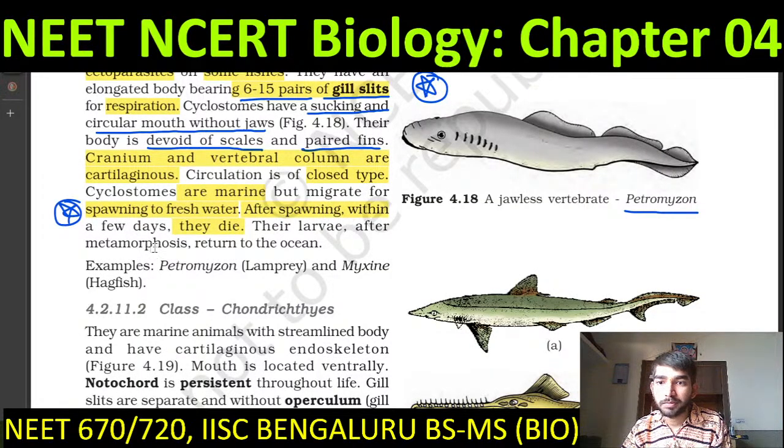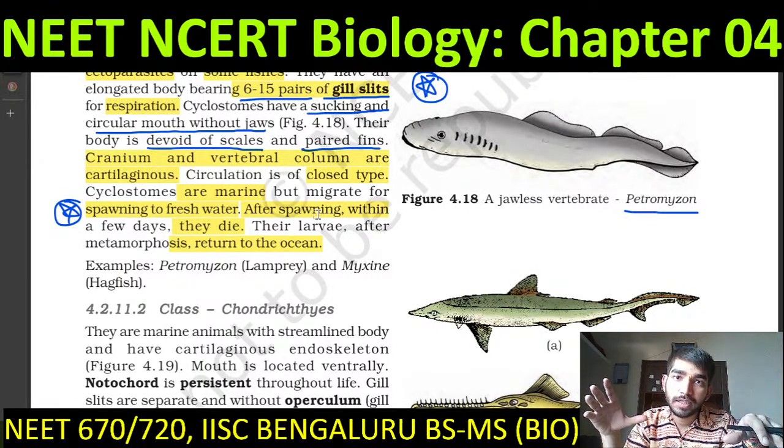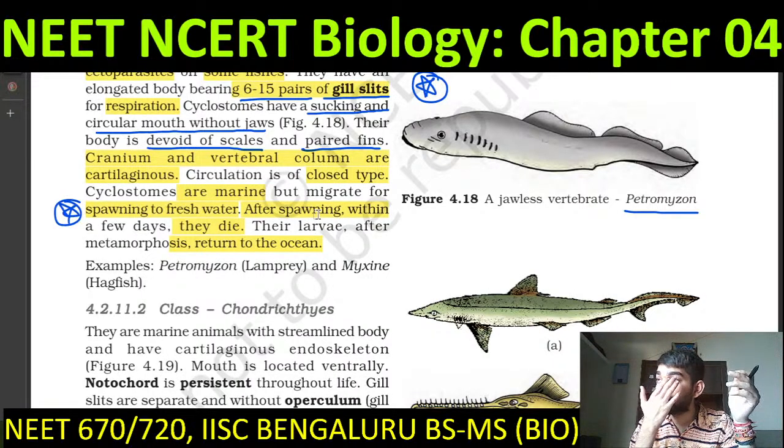Their larvae, after metamorphosis, return to the ocean to complete this life cycle. So cyclostomes are dependent on the fishes. These are some key things that you should remember. They have 6 to 15 pairs of gill slits. Their body doesn't have any scales, no fins. Then, no paired fins. Of course, they have fins to support their locomotion, but no paired fins like fishes.